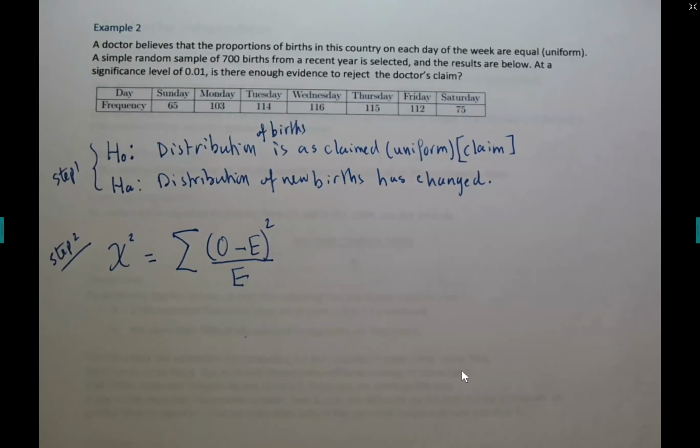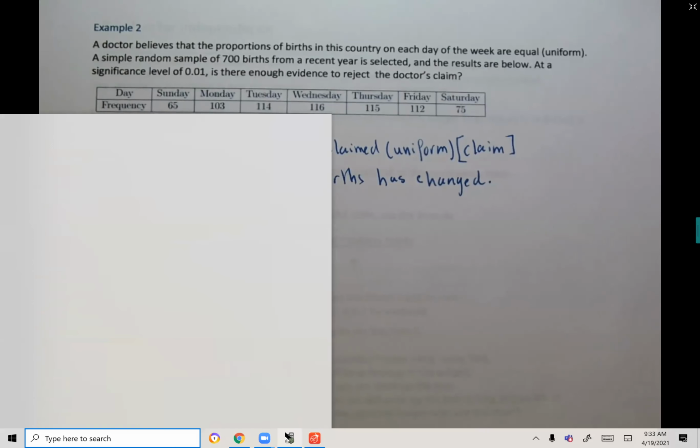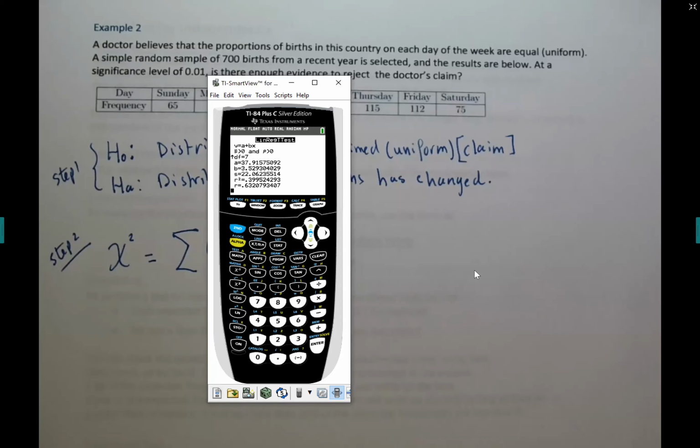So I'm going to bring the calculator up. Okay. So stat, enter, and we're going to put the data in L1 and L2. L1 is going to be the observed values, and L2 is going to be the expected values.